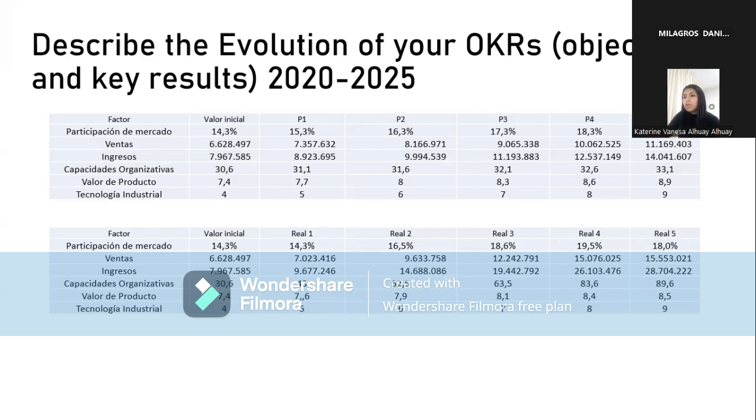Okay, so we can see other items here. The value of the product 7.4, 7.5 in real 1, real 2 7.9, real 3 8.1, real 4 8.4, real 5 8.5. According to technology, an initial value of 4, real 1 5, real 2 6, real 3 7, real 4 8, and real 5 9. Next, please.